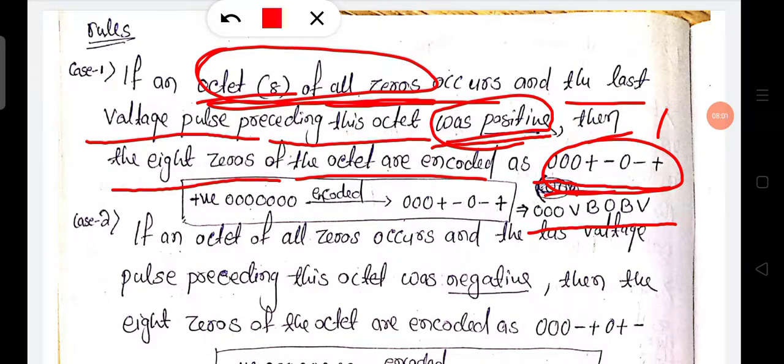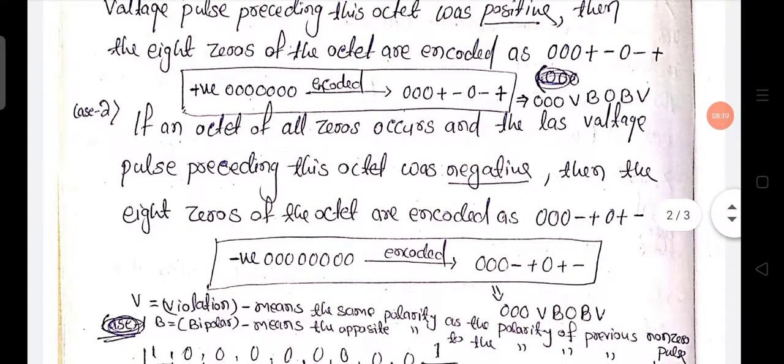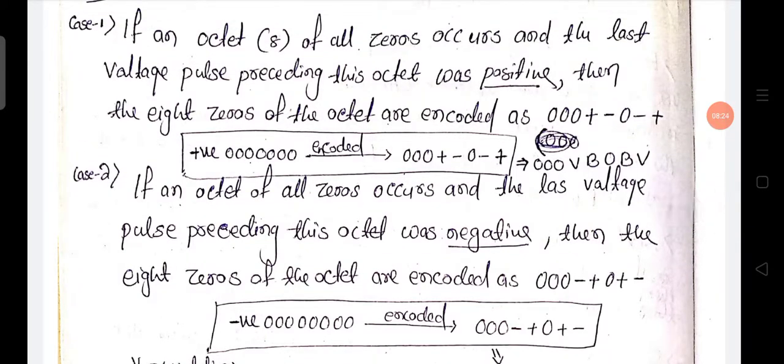V means we'll see later what is V, what is B. Okay, now let's discuss the second rule. In the second rule, if 8 zeros occur and the last pulse before those 8 zeros is negative, whereas in the first rule the last pulse is positive, then the 8 zeros are encoded as 0 0 0 minus plus 0 plus minus.